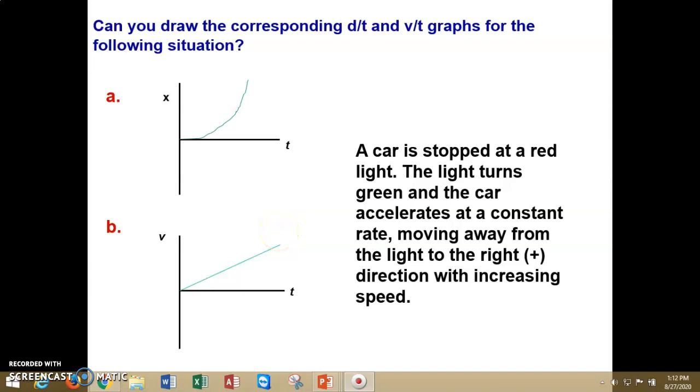Okay guys, this is where we stopped off last time. We had the car stopped at the light. Light turns green, car hits the gas, and off it goes. Acceleration is constant. We know this because the slope of a VT graph is acceleration. This is a straight line.